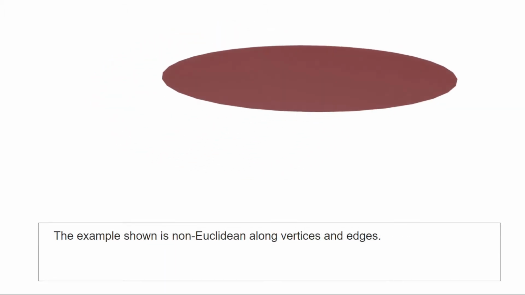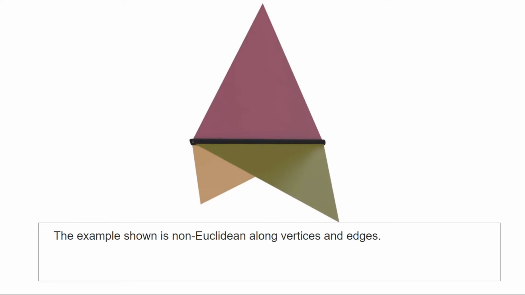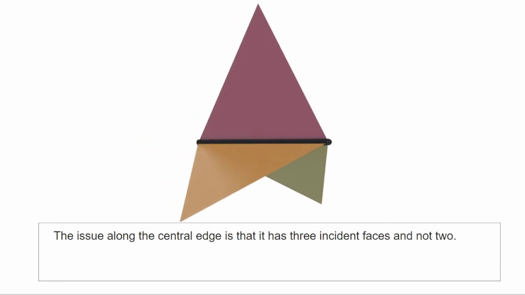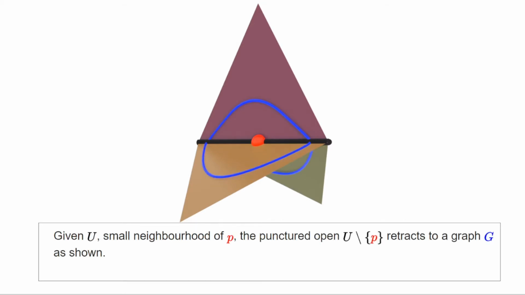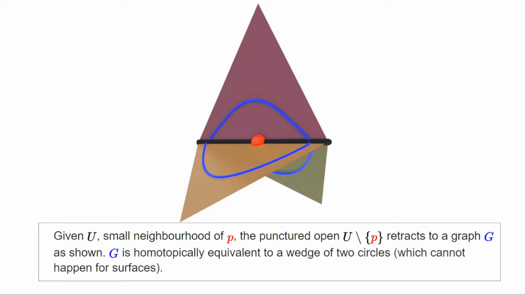In the animation, we see a two-dimensional simplicial complex which is not a surface. Indeed, we see that it is not Euclidean along the vertices nor along the edges. To be concrete, let us formalize this claim for the central edge. We fix a point P in the interior of the edge, and we claim that no neighborhood of P is Euclidean. Indeed, every punctured neighborhood of P will retract to a certain graph G that is homotopy equivalent to the wedge of two circles, which is something that cannot happen to points in the plane.